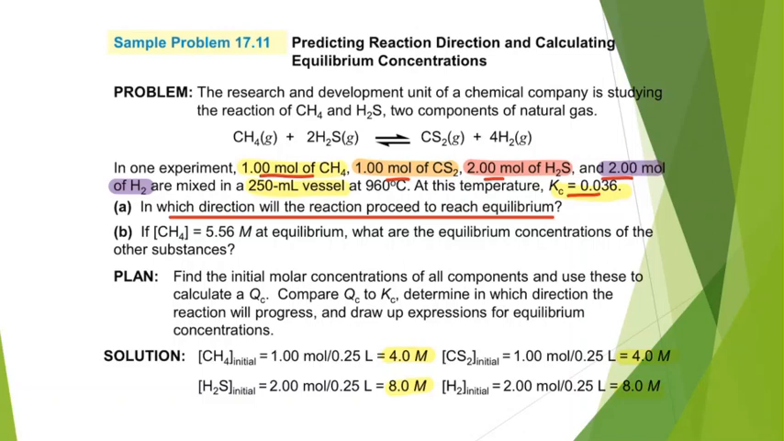Now we've solved question A, let's look at B. If the initial concentration of the CH4 is 5.56 molar, what is the equilibrium concentration of the other substances? Okay, so we have the equilibrium concentration of CH4 only. Then we have to calculate the concentration of the other components at the equilibrium.